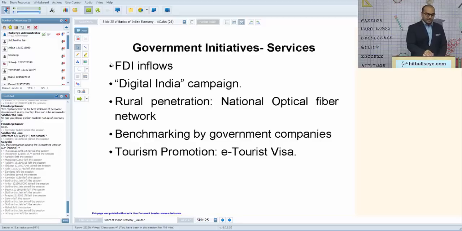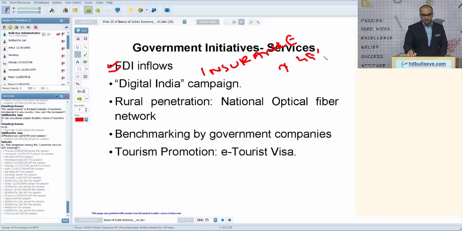First of all, FDI inflows. So recently, insurance sector FDI limits were increased to 49%. 49%. Please don't mind my handwriting.